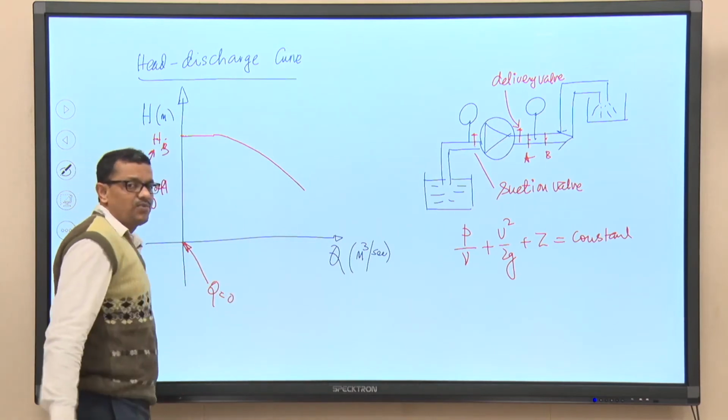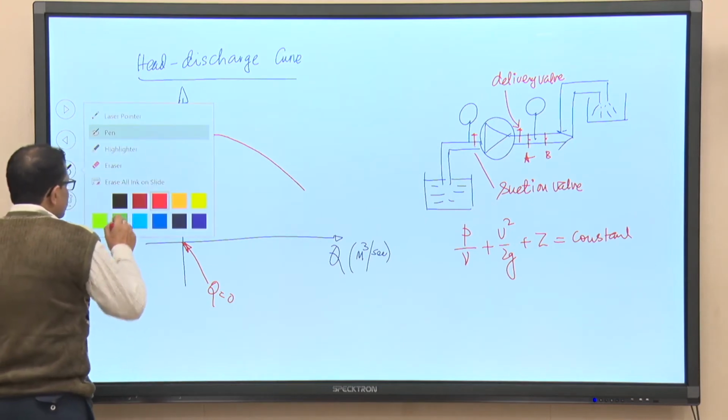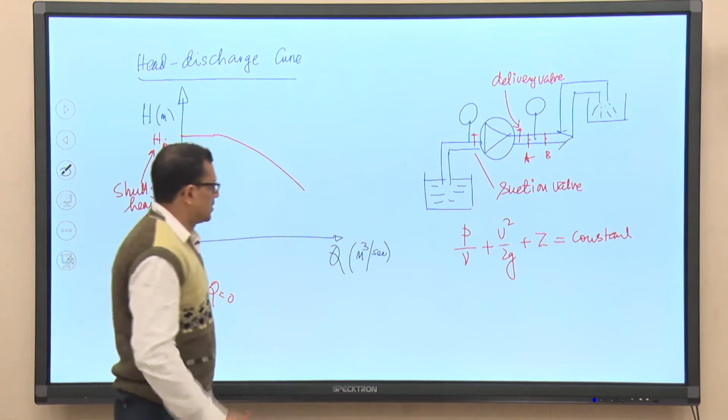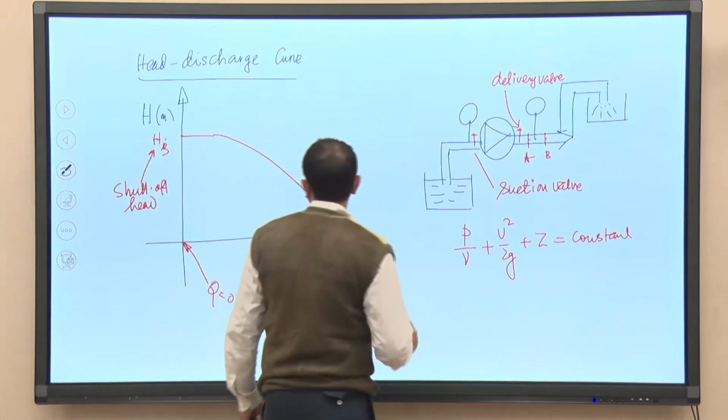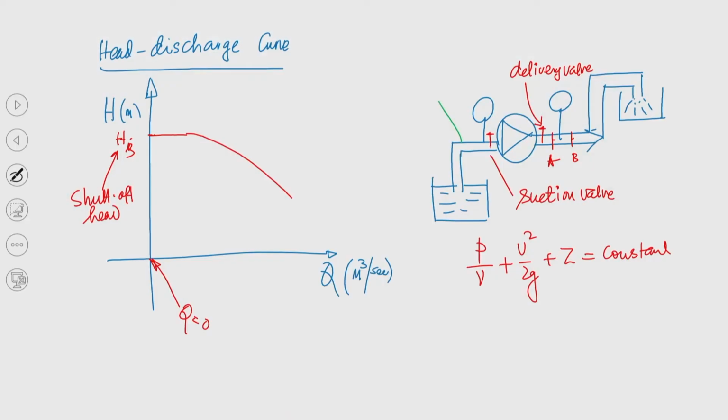But what is most important here, which I would like to discuss now, is that at the suction side there will be losses. So, if I take this pump like this, and the suction pipeline is like this, right.